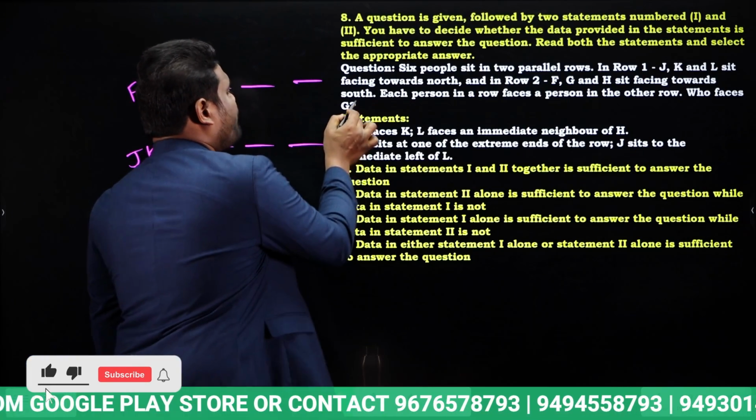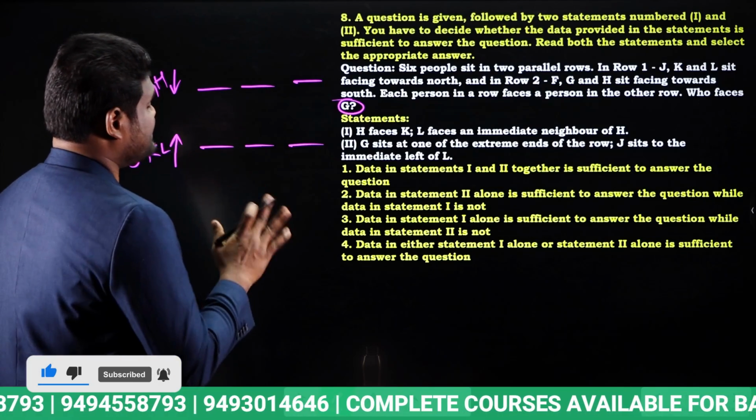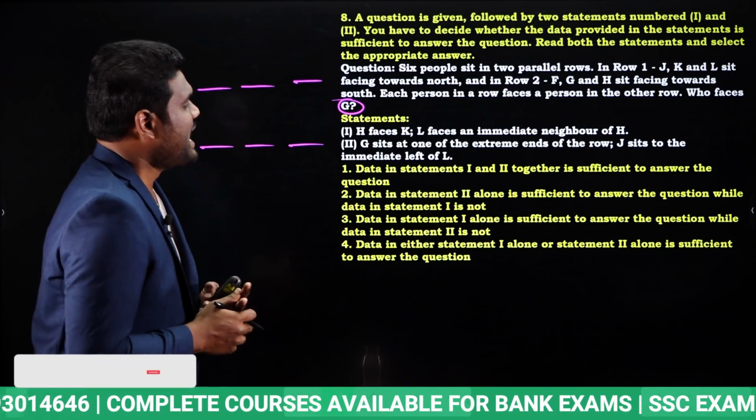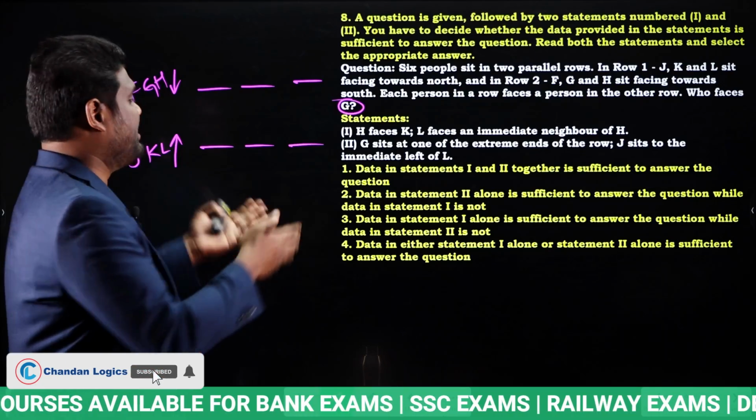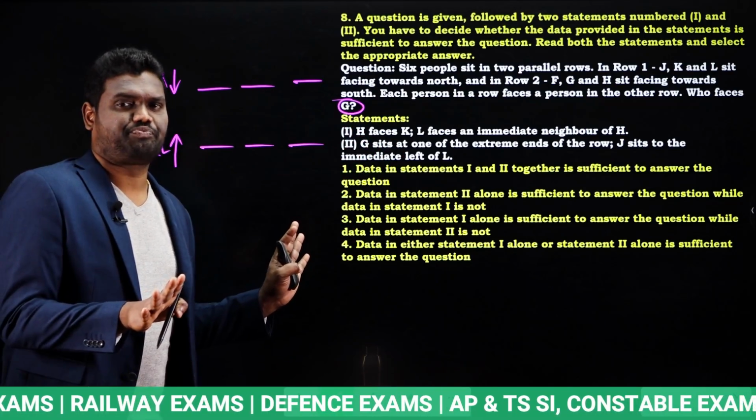Now what is the first statement? The question is asking who faces G. To answer this one, I need to look at the statements. First statement, H faces K. But where is H, where is K? I don't know. L faces an immediate neighbor of H. But where is L, where is H? I don't know. Which means 1 alone will not give the answer. Yes or no?